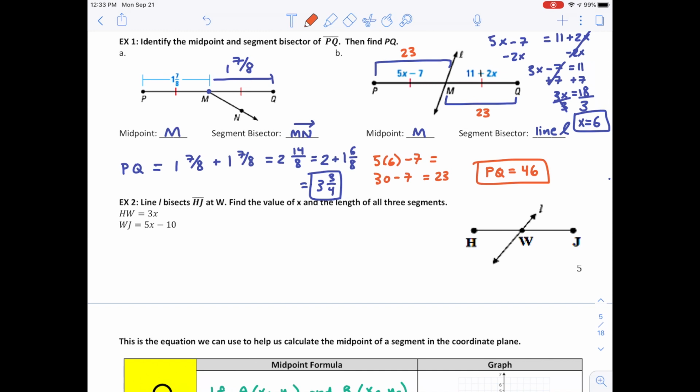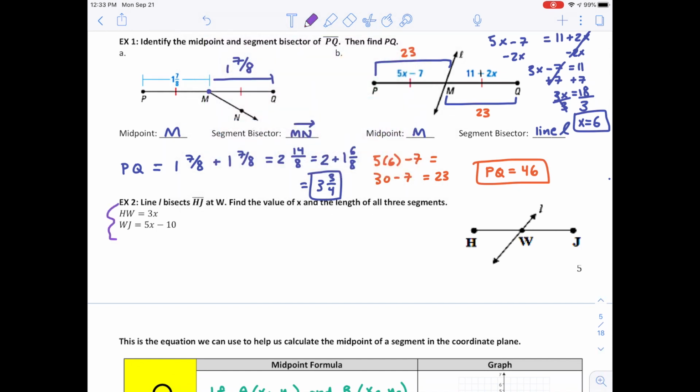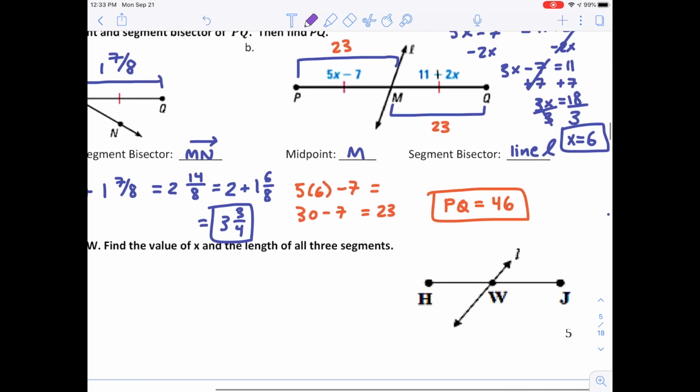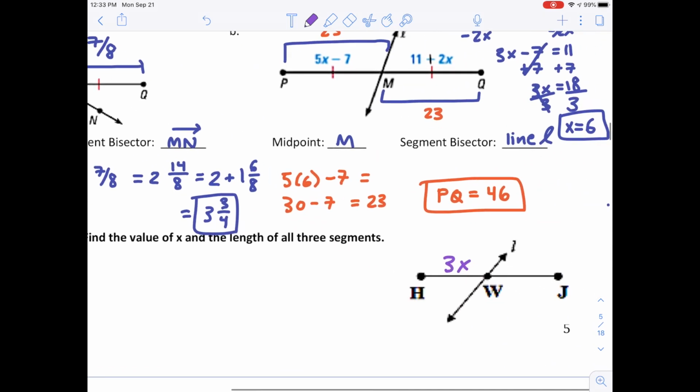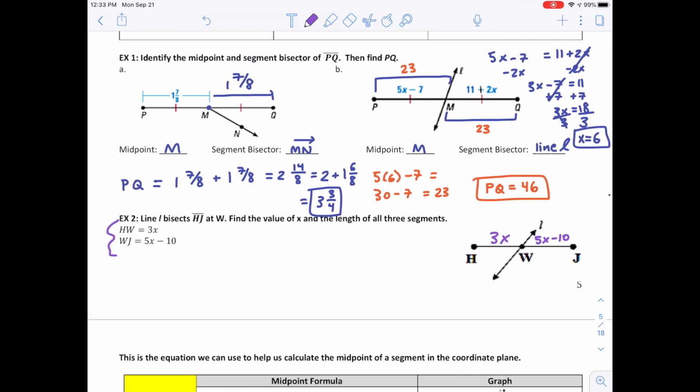In example number 2, line L bisects line segment HJ at W. Find the value of x and the length of all 3 segments. So we are given a picture, and then we are also given these values in the bottom left corner of the page. I am told that HW is 3x, and I'm told that WJ is 5x minus 10. Ultimately, our objective is to find the value of x and the length of all 3 segments.